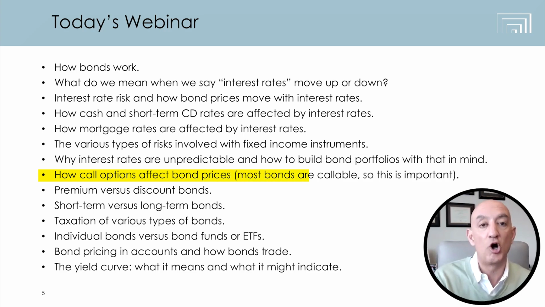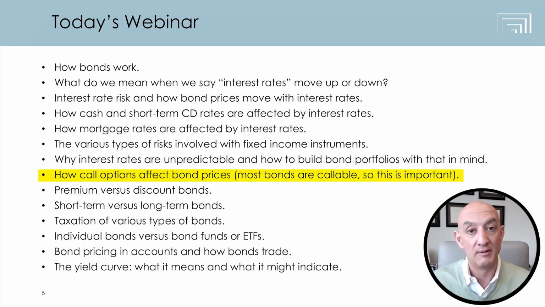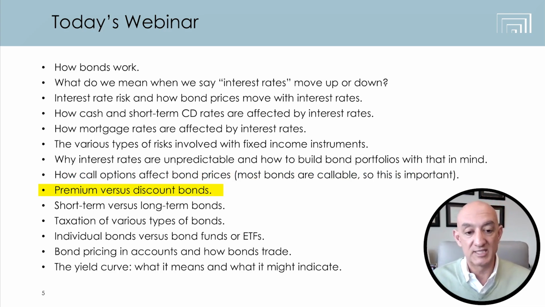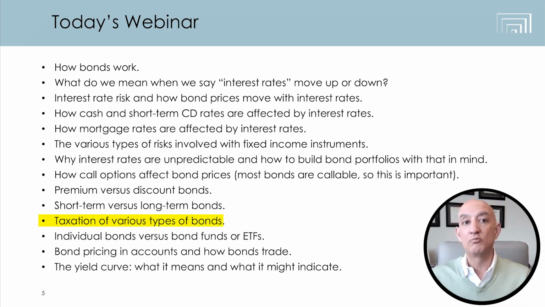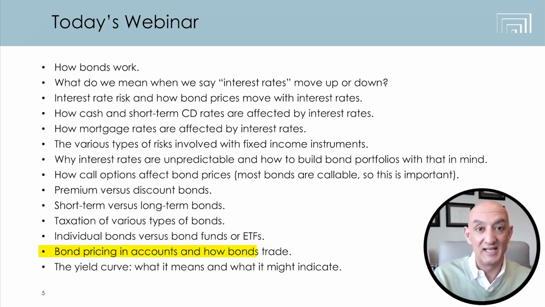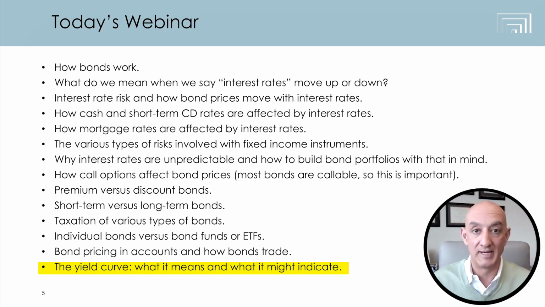We'll talk about how call options affect bond prices. Most bonds are callable, so this is important. We'll show you the differences between premium and discount bonds, short-term versus long-term bonds, review the taxation of various types of bonds, and talk about potentially when may be a better time to buy individual bonds versus buying them in a diversified exchange-traded fund or mutual fund format. And we'll talk about bond pricing in accounts everywhere and how bonds trade. These are important things that bond investors need to know. And we'll focus a little bit on the yield curve, what it means and what it might indicate.